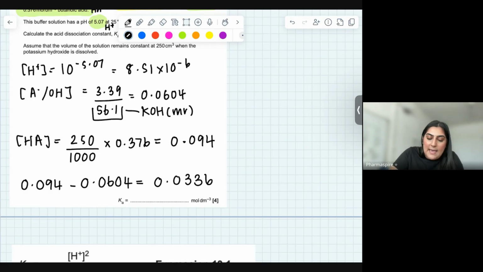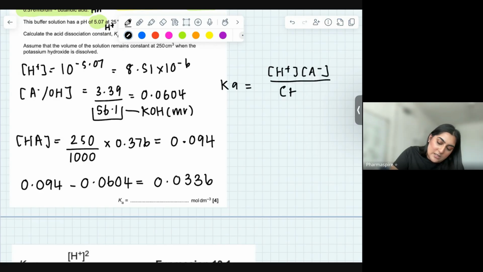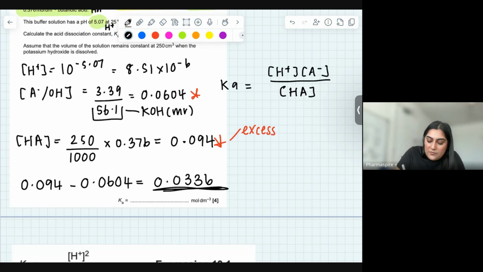Now we want to work out Ka, right? So we can basically do H+ A minus over HA, like you normally would. What did we just subtract? This one minus this one, because this is in excess. Yeah? Okay, so sub your values in. Get me the Ka. You need to use this one for your HA now because that's whatever's remaining.